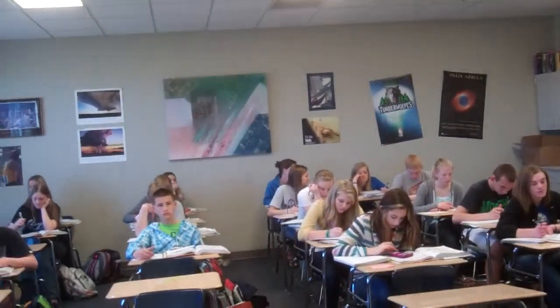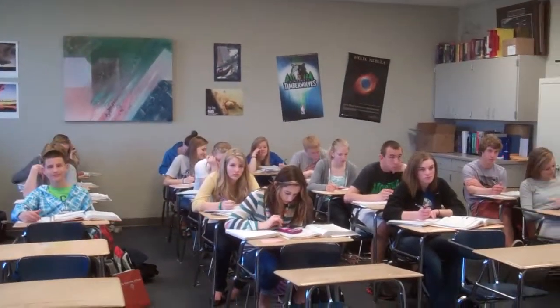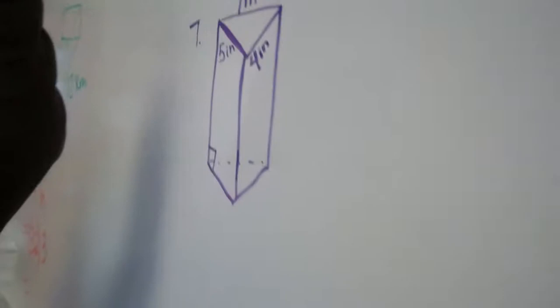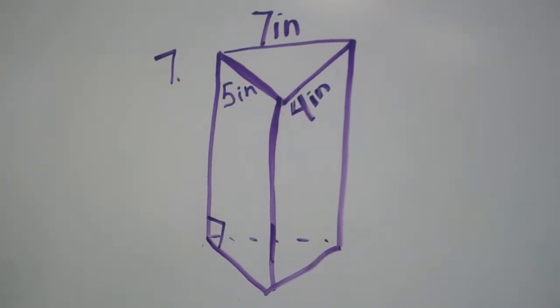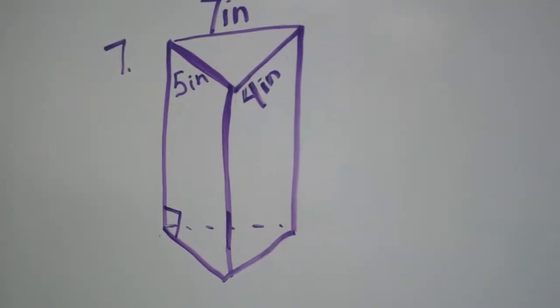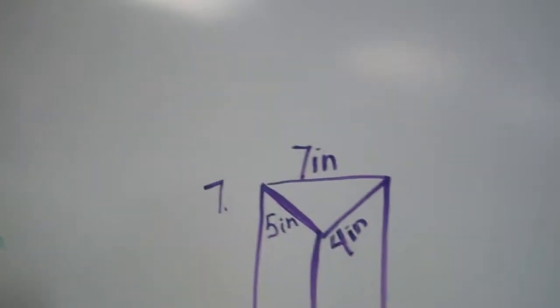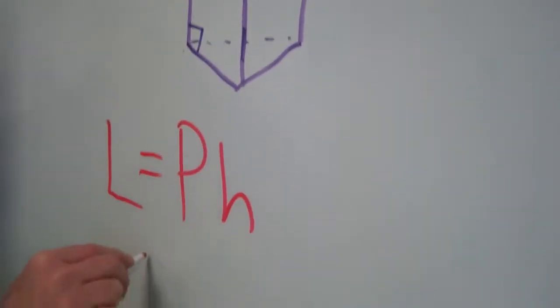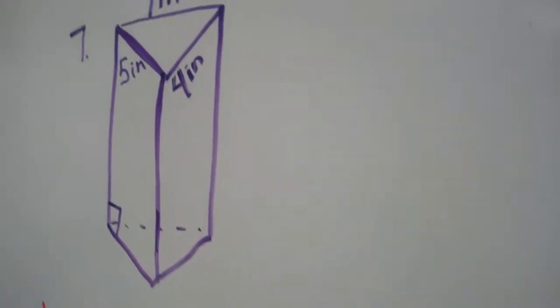Liz is going to help me with this one. Liz, this is also a prism because the bases match. The bottom matches the top. So then you can call it a prism, and we can use these formulas up here. Again, I think they're asking for lateral area, so we're going to use this formula. Can you come up with the perimeter of the base on this one?